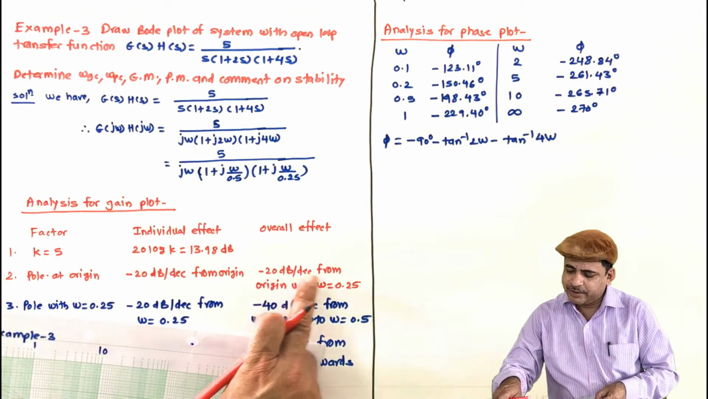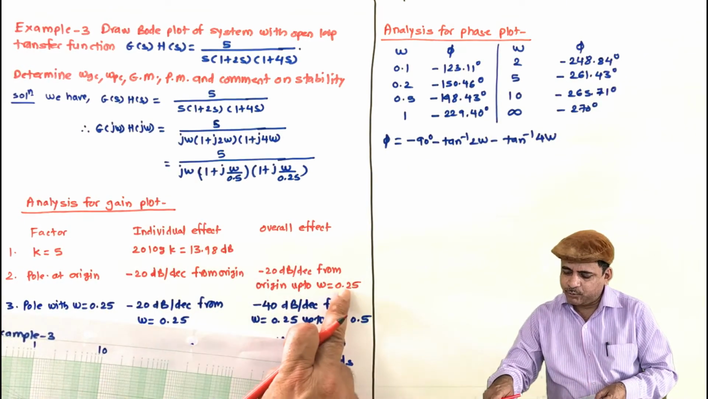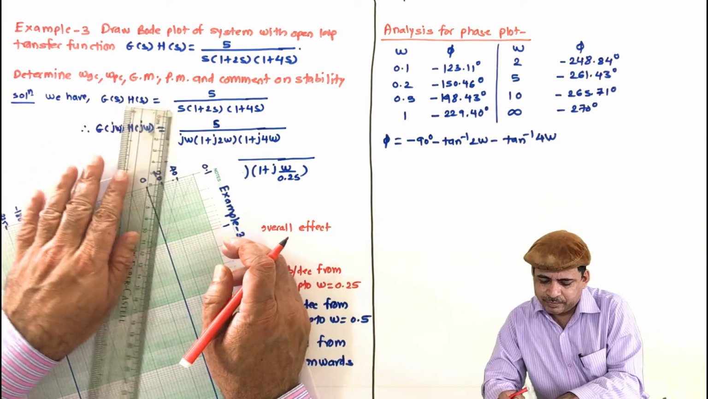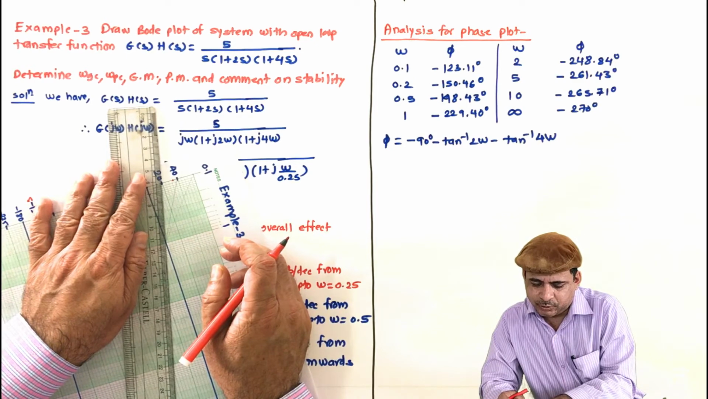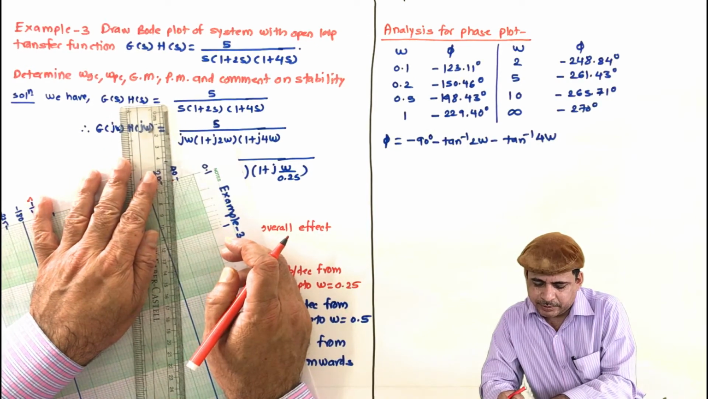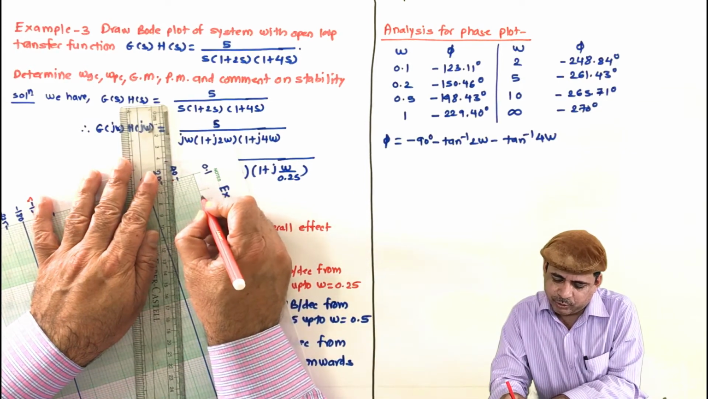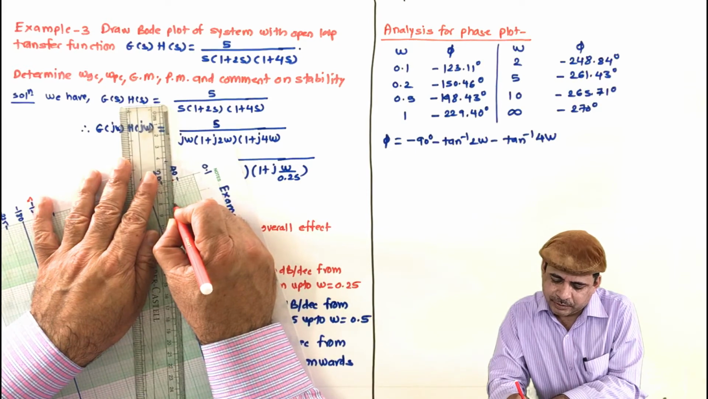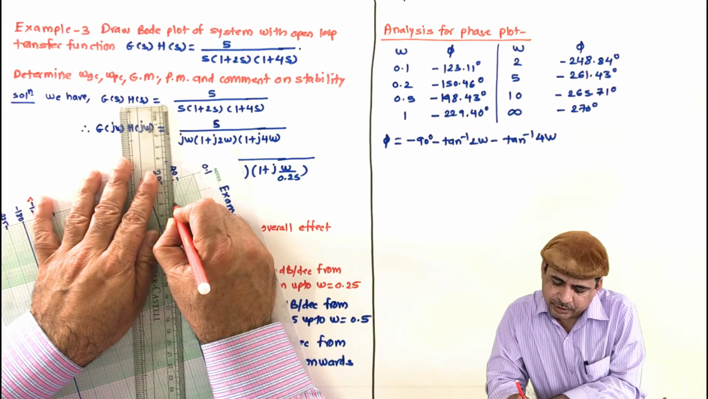minus 20 dB per decade from starting point up to 0.25. So 0.25 we have to mark this frequency, parallel to this minus 20 dB per decade line, and only up to 0.25. So it is 0.2, 0.3, and in between there are 10 lines. So this is 0.25.